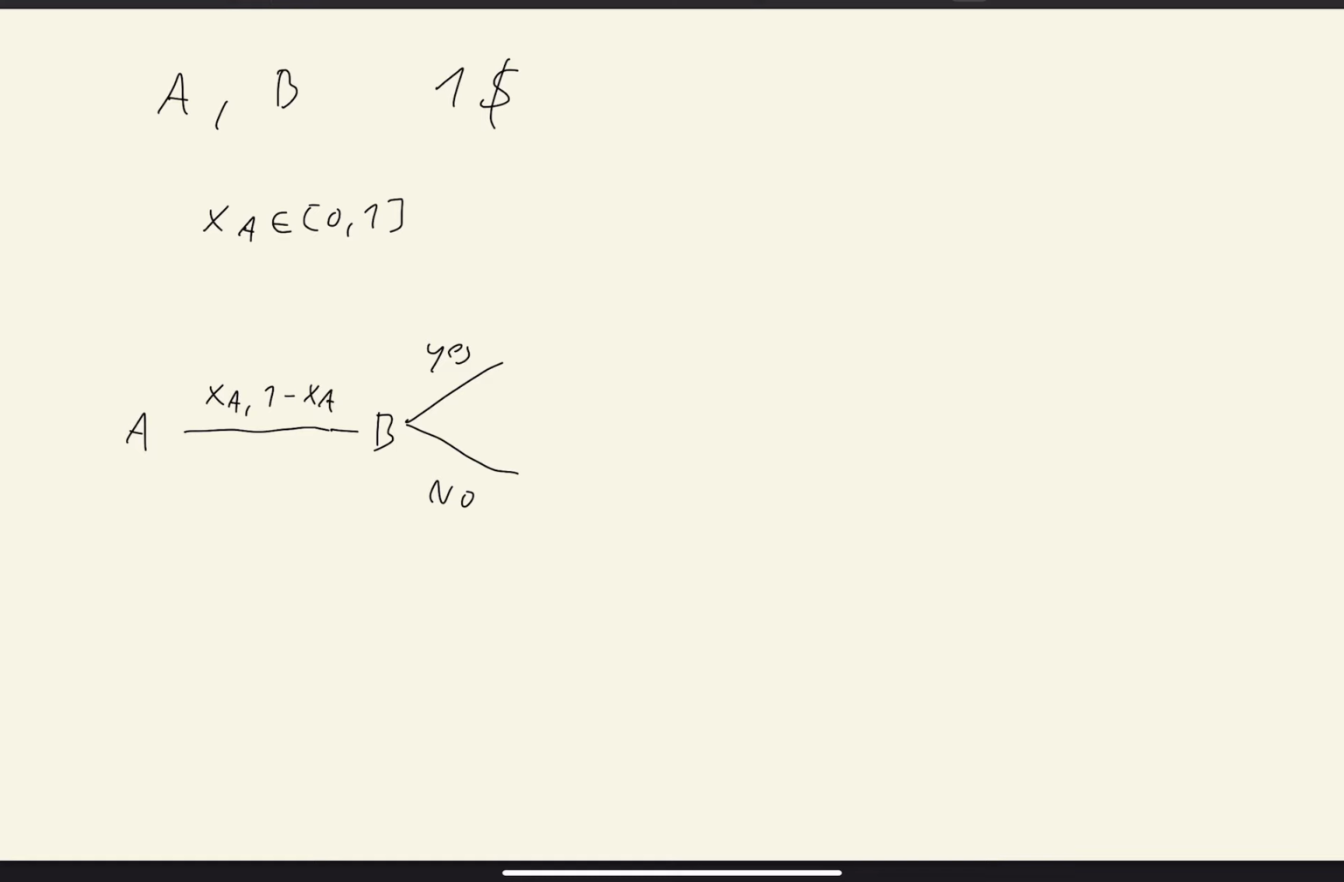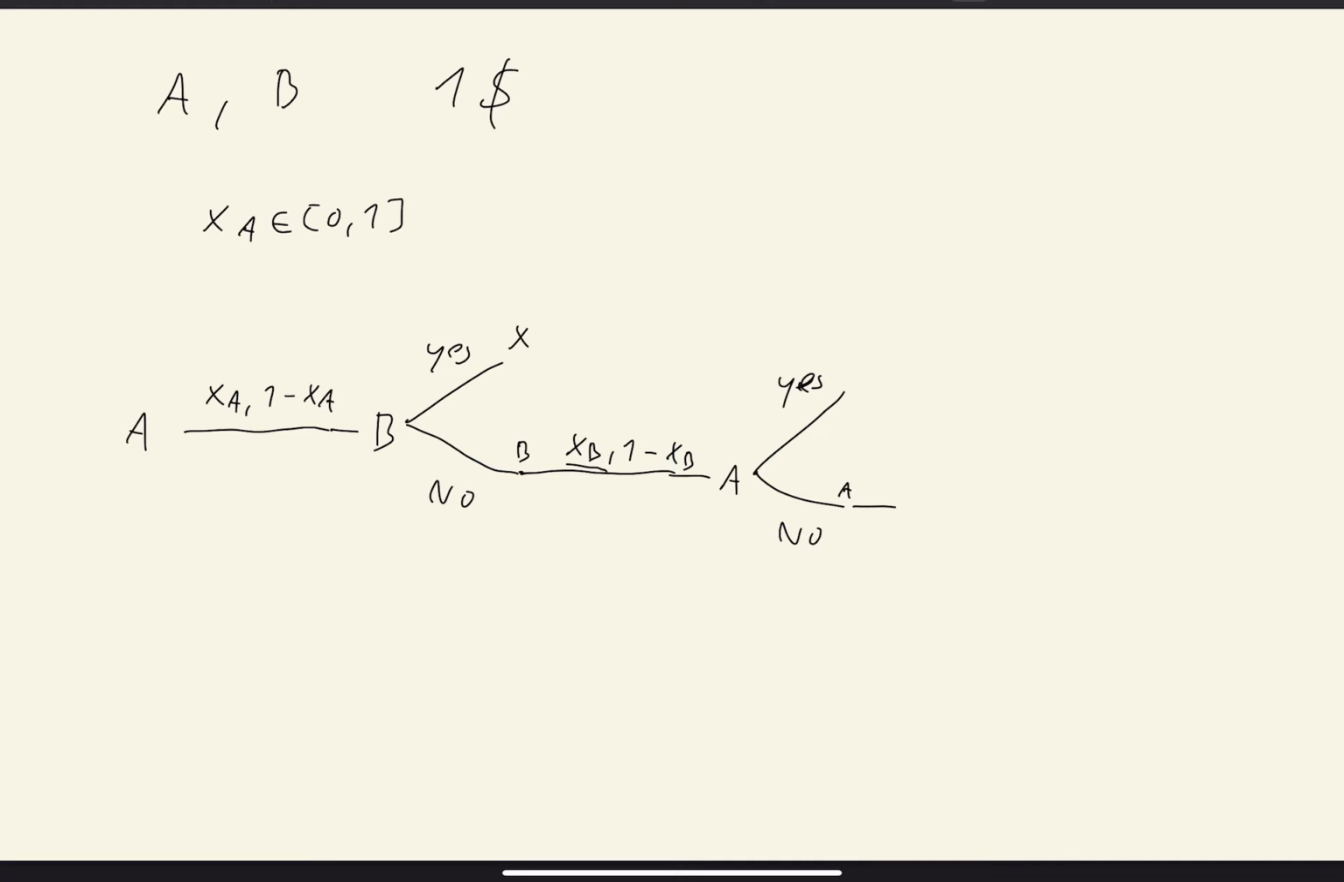If B says no, then B is in charge and says, I give you this amount of the surplus. So A is getting XB and B is getting 1 minus XB. Then it's again the turn of A to say yes or no. And if A says no, the game proceeds with A making an offer.